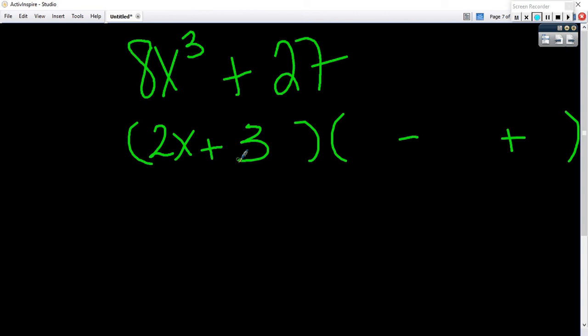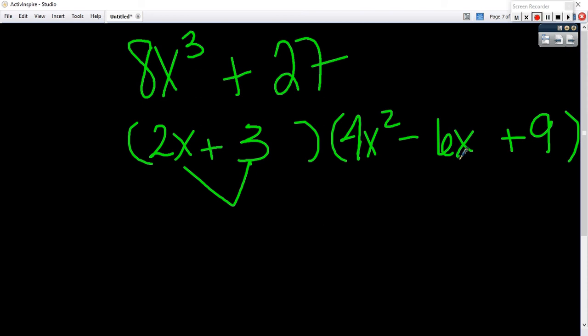First one squared goes in the first spot. What do you get if you square the 2x? 4x squared. Last one squared goes in the last spot. 9. What goes in the middle? Wait, how do you do the middle one again? Multiply the 2x and the 3 together. 6x. Okay, it's just a pattern, but you have to practice with it so it clicks, okay? All right, y'all ready to group?